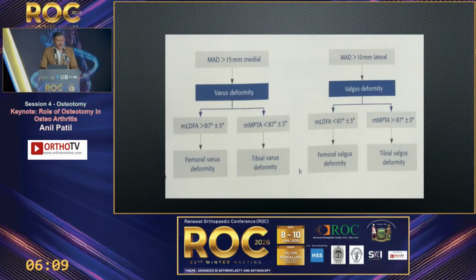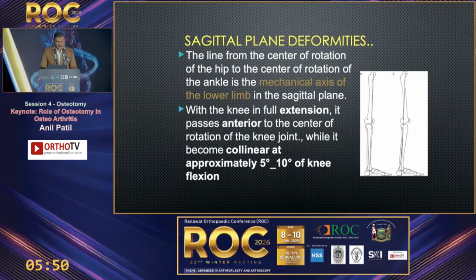Now, what exactly are we trying to see? Once we know whether it is a varus or a valgus deformity, we would like to find out where the problem is. Where is the deformity? Is it in the femur or the tibia? Because that will help you do the correction, and that is how you decide where the correction has to be done.